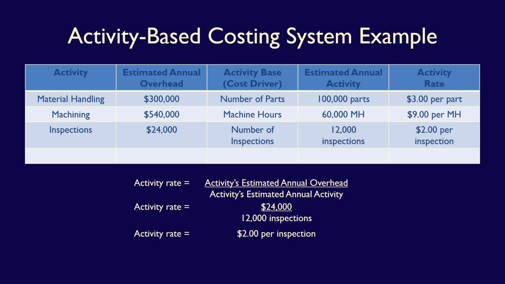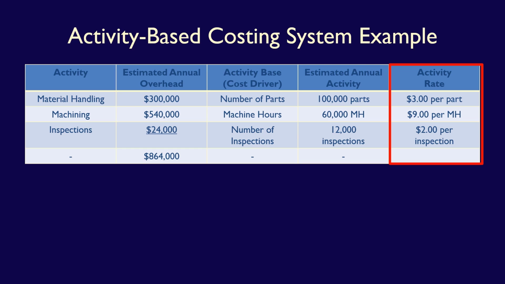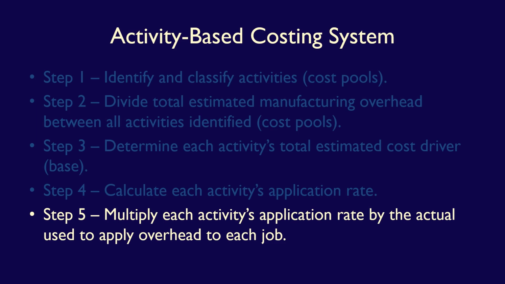Again, using the same process, $24,000 divided by 12,000 inspections is equal to $2 per inspection, which is the activity rate for inspections. Note again that the total estimated annual overhead is the same under both the traditional costing system and the activity-based costing system, $864,000. However, where the traditional costing system has one activity rate, the plant-wide rate, the activity-based costing system has multiple activity rates, one for each activity used in the production process.